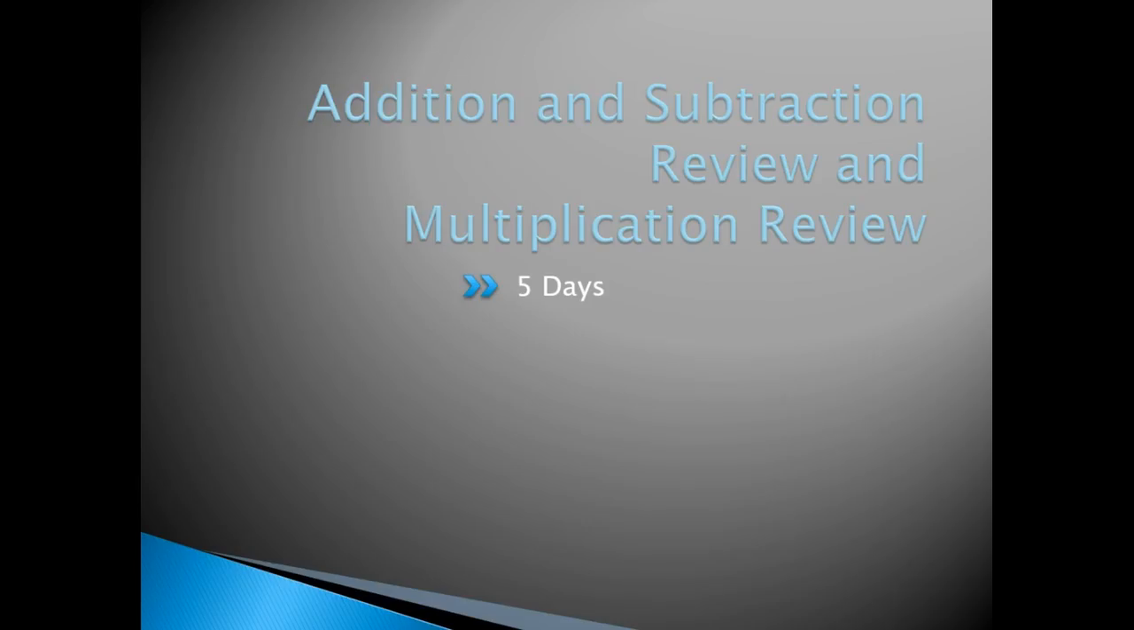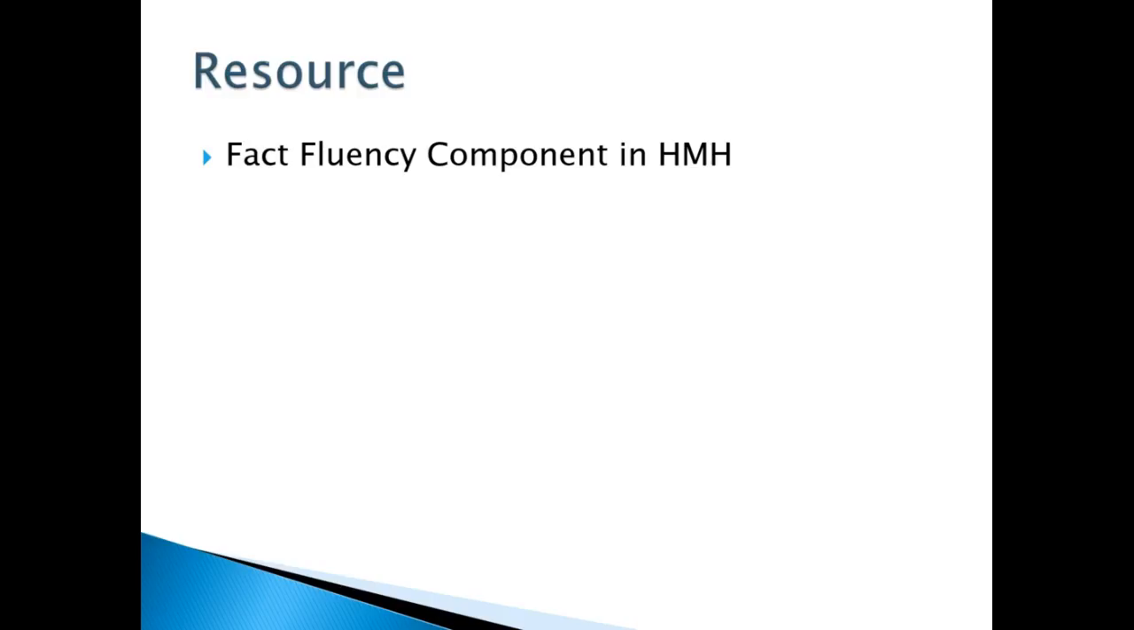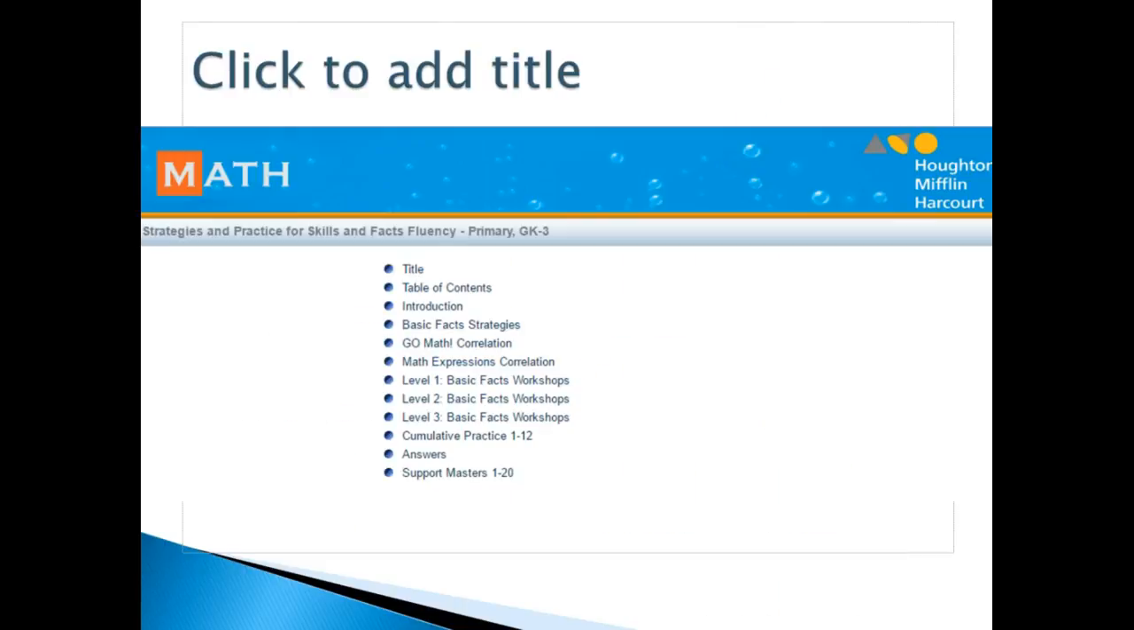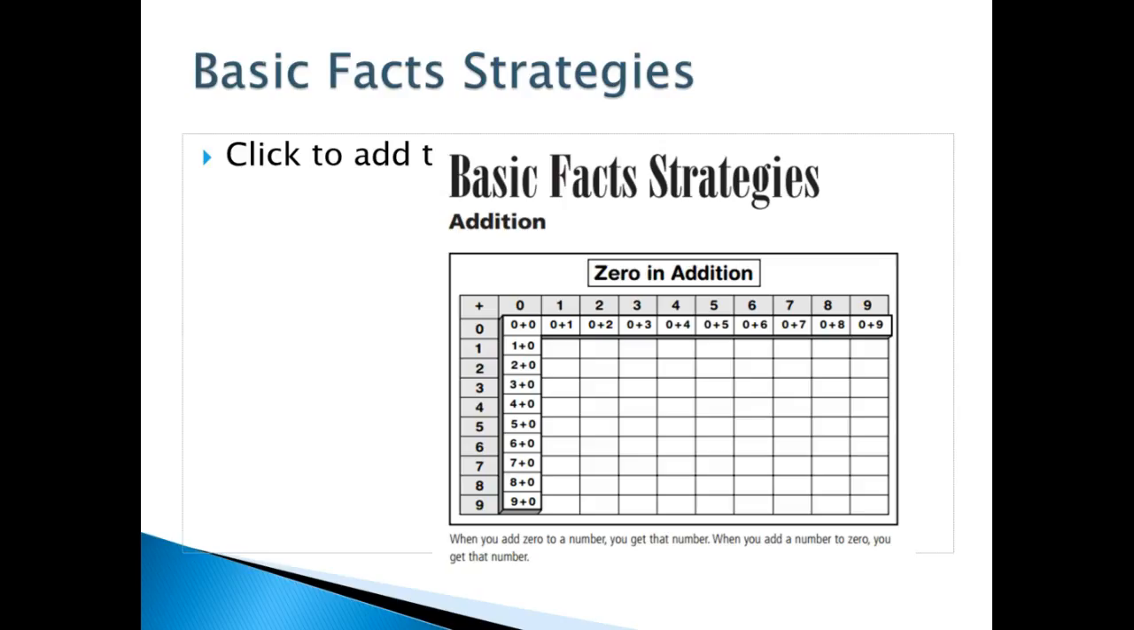Then you're going to finish up the year with addition and subtraction review and a multiplication review. And you can use the resource in Texas Go Math. There's a fact fluency component, and when you go to resources in math, you'll see it's called Strategies and Practice for Skills and Fact Fluencies, Primary K through 3, and it has some activities that you can use for this particular section, as well as a basic fact strategy sheet.